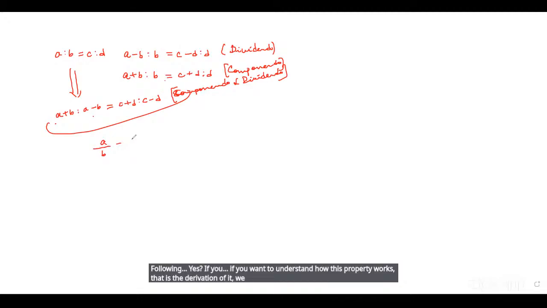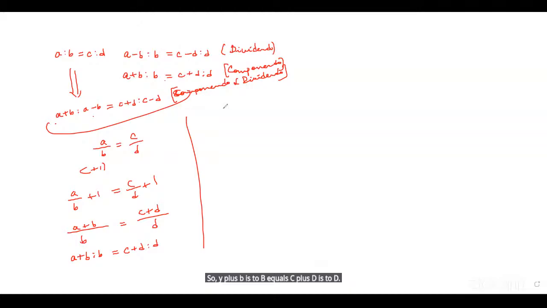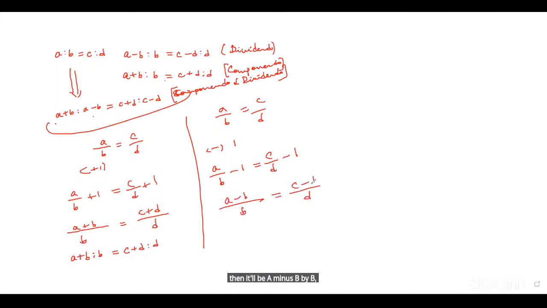If you want to understand how this property works, that is the derivation of it, we know A by B is equal to C by D, correct? If I add 1, what happens? A by B plus 1 equals C by D plus 1. B is the LCM, A plus B. D is the LCM, C plus D. So A plus B is to B equals C plus D is to D. Whereas A by B is equal to C by D. If I subtract 1 from both, A by B minus 1 equals C by D minus 1. Then it will be A minus B by B, C minus D by D.